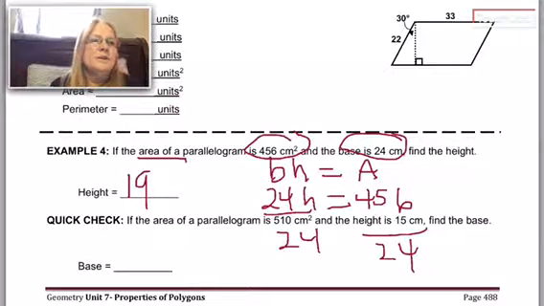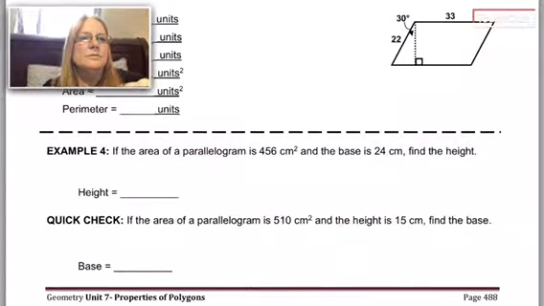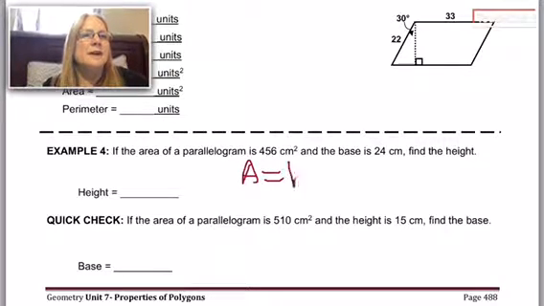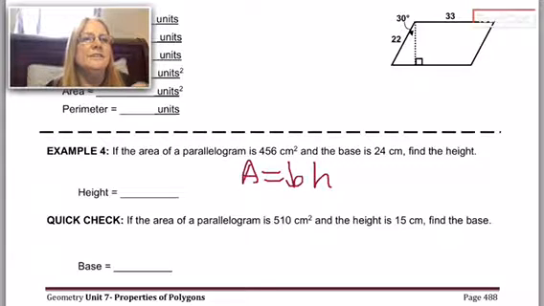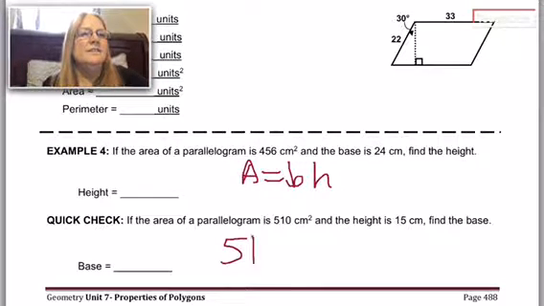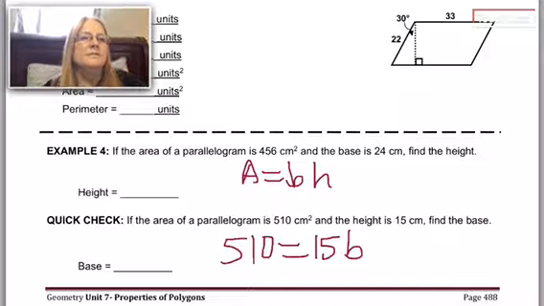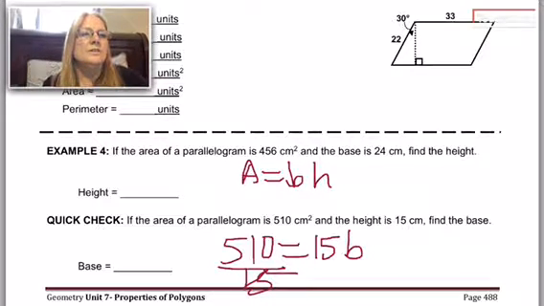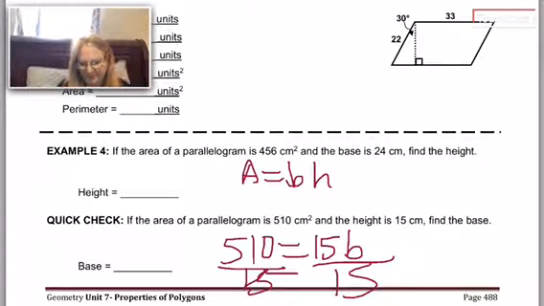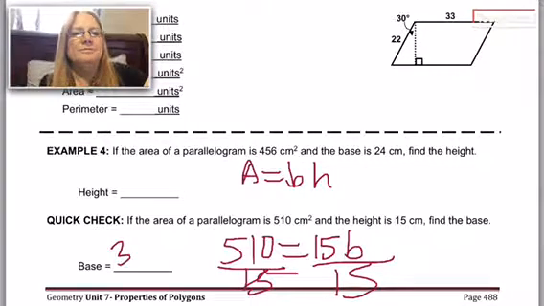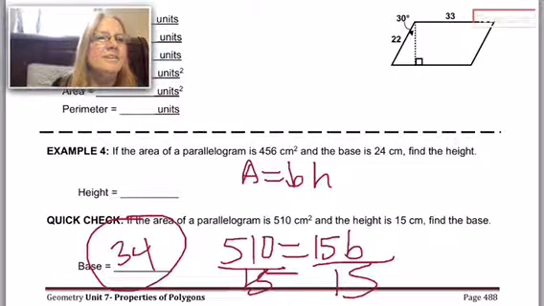And so please try and do the quick check. Let me erase so you can have some space here. The formula, area is base times height. And just fill in. The area is 510. And they give us the height this time is 15. And we do not know the base. So you're just going to divide by 15. And the answer is 34. Okay, good luck. I think you'll do good on this.